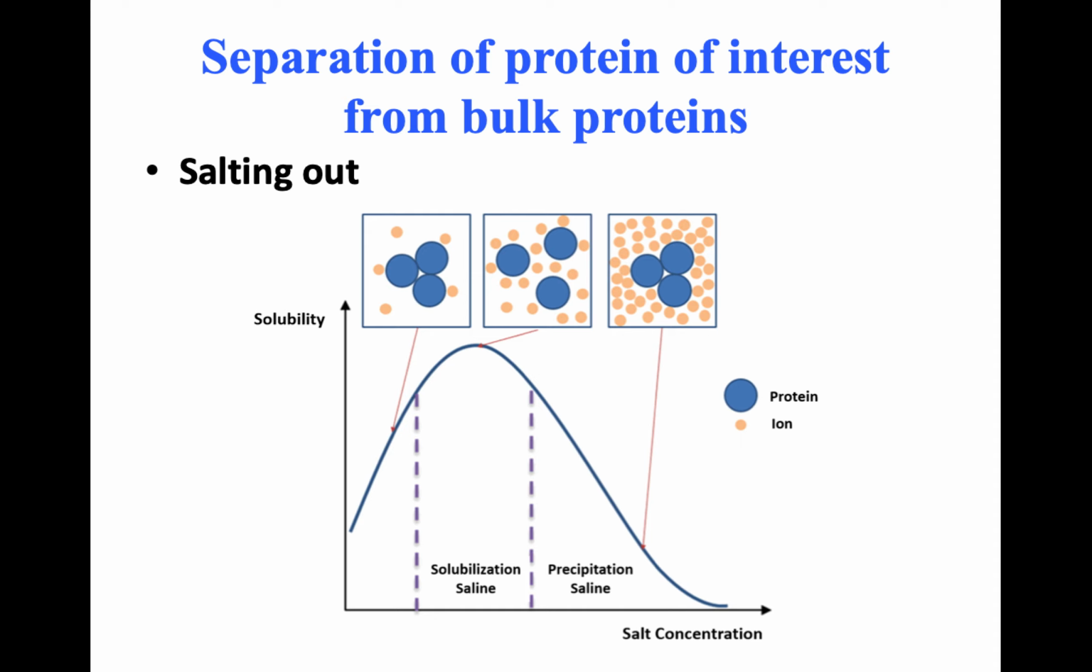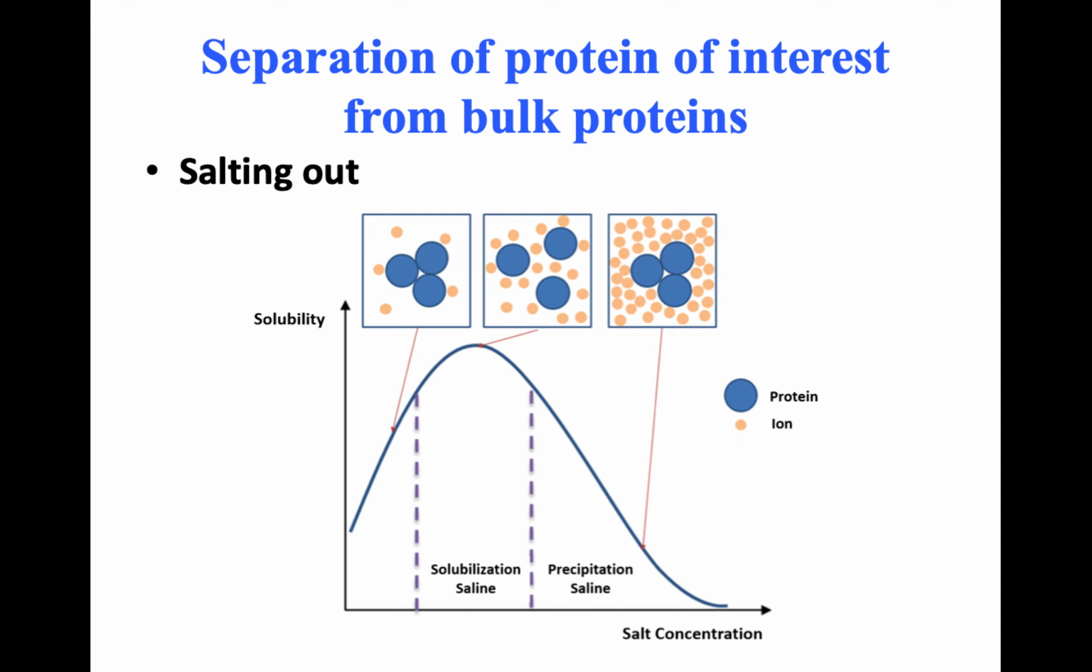But in this case we are discussing salting out. Salting out means that if you keep on adding the ammonium sulfate, it is going to result in the precipitation of the different proteins. So the different concentrations of ammonium sulfate added to the protein sample result in the precipitation of the different proteins. So what is the reason for this?